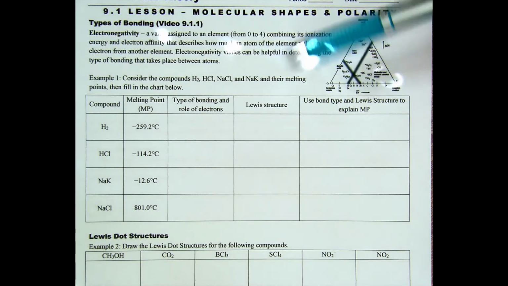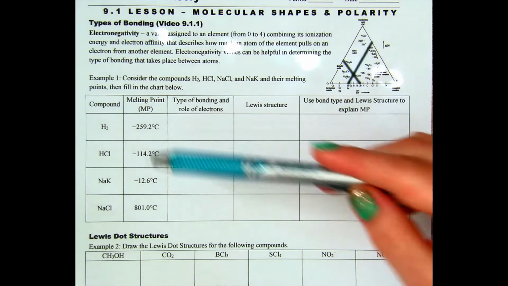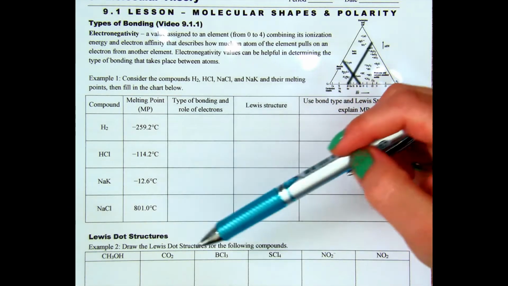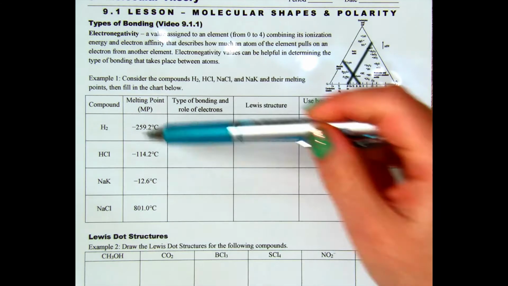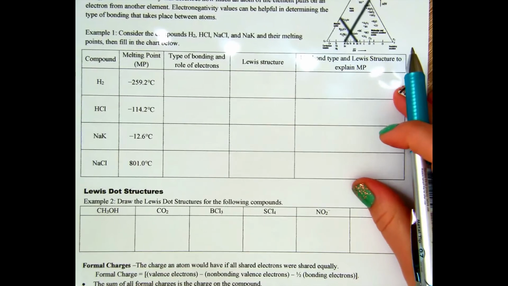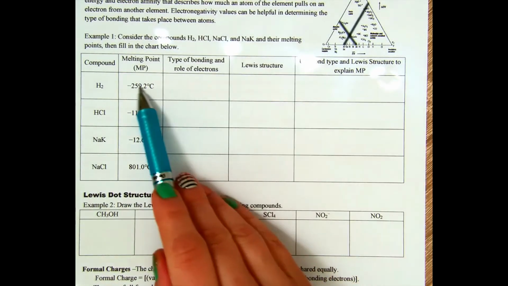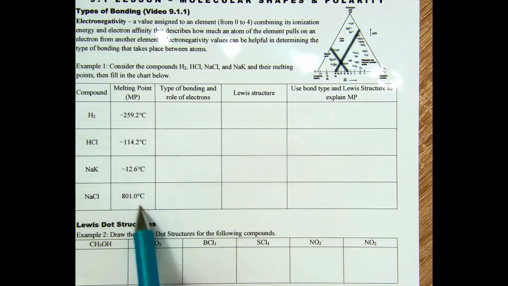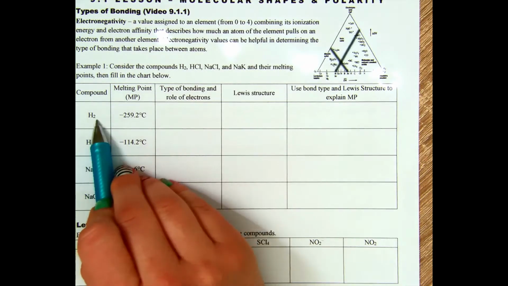So in our first example, we're going to consider these four compounds here and their melting points. So these are the point at which they melt. And then we're going to fill in the chart based on what we see in the melting points. Now we're going to need to use our knowledge of intermolecular forces to figure out how to deduce the bond type, the Lewis structures, everything from all these melting points. So first let's start with hydrogen, H2.